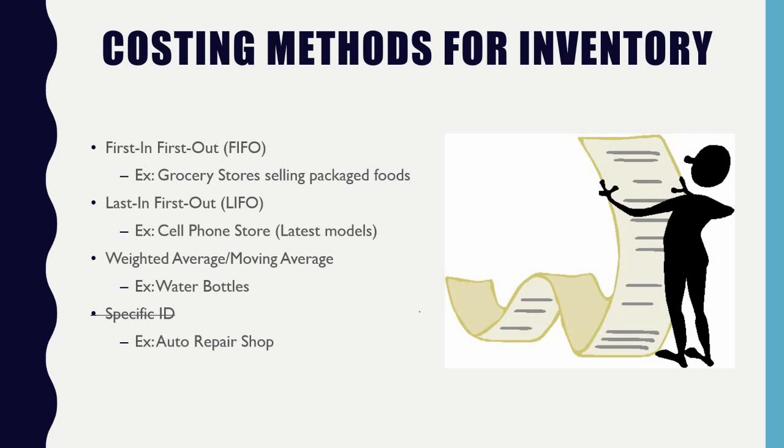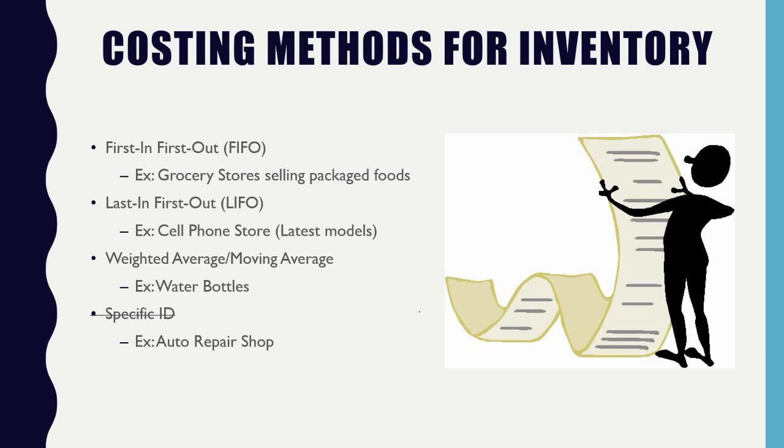So that's why specific ID is an easy concept, because if you understand it like an auto repair shop, then every time you purchase an item, it's going to be based on the actual specific car model, year, part, etc. Okay, so that's how you would calculate that type of inventory.